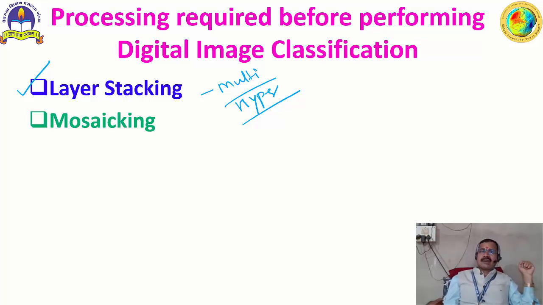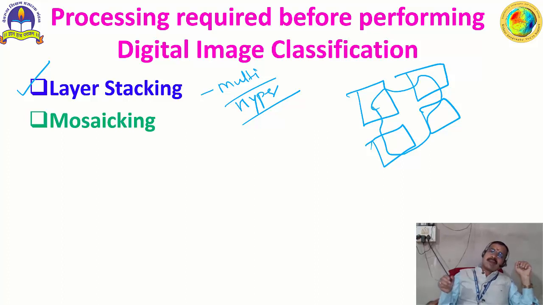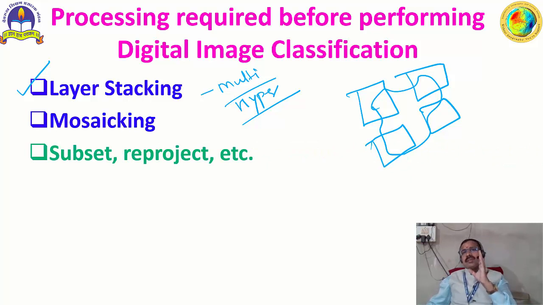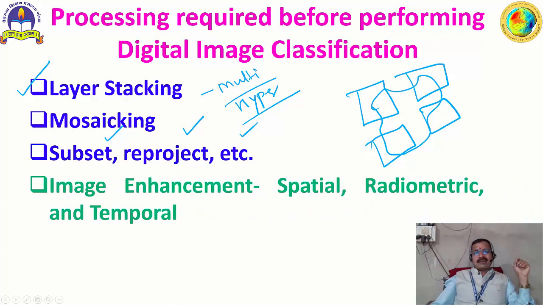Then mosaicing. Why? Sometimes these are the various tiles of satellite images, and your study region may be covering a part like this. At that time it is necessary to mosaic these four tiles and get the satellite image for your study region, and for that purpose subset, reproject, etc. These are the various techniques that you need to apply.